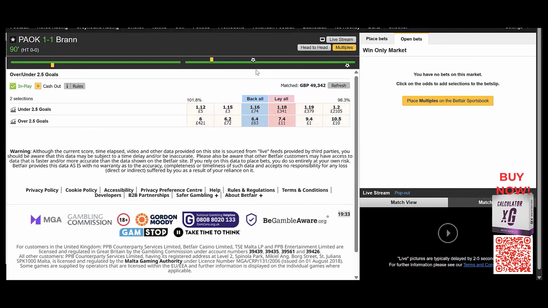We're all victims of that. Anyway, nice trade in the end. This one is 1-1 heading into stoppage time, but our trading on this match is done.